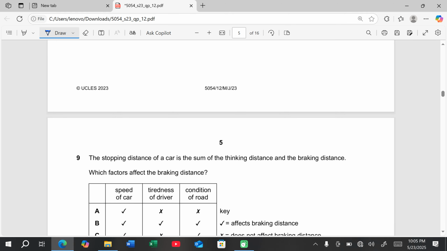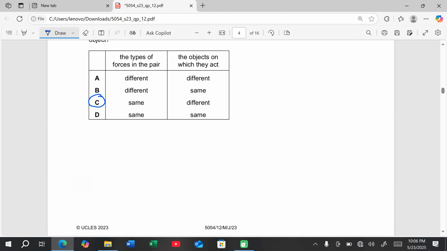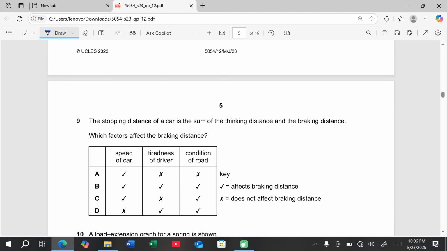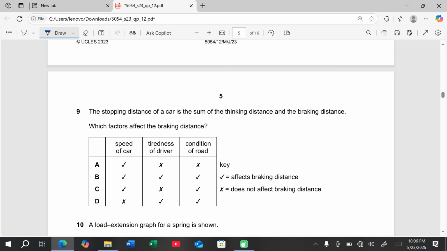So now let's move on to question number 9. In question number 9, it says the stopping distance of the car is a sum of thinking distance and braking distance. Yes, that's it. This is the correct equation.